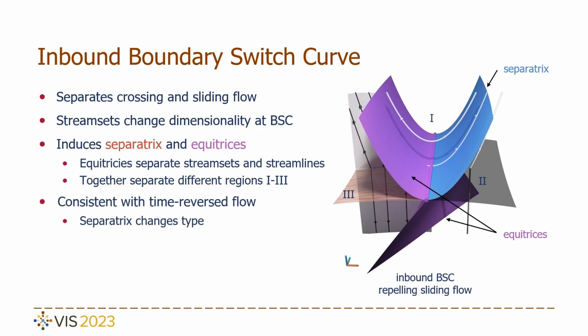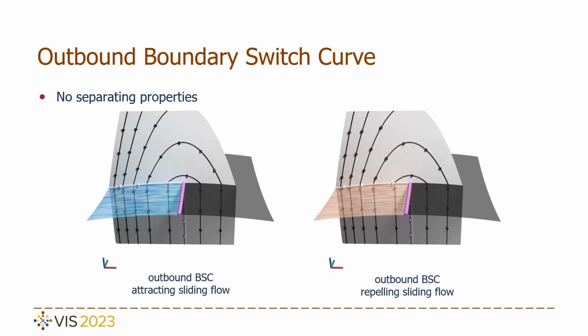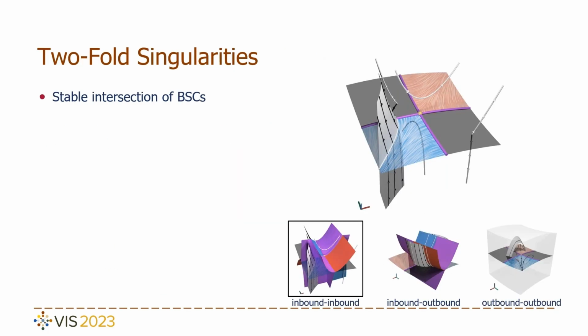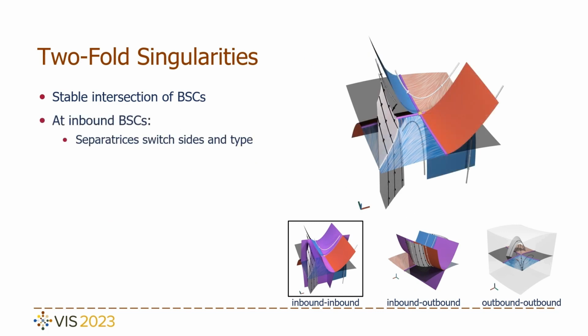These structures are consistent with time reversal, where the separatrix changes its type. Outbound boundary switch curves do not cause manifolds that display separating properties. Boundary switch curves of adjacent fields can intersect, causing twofold singularities. There are three different type combinations possible.